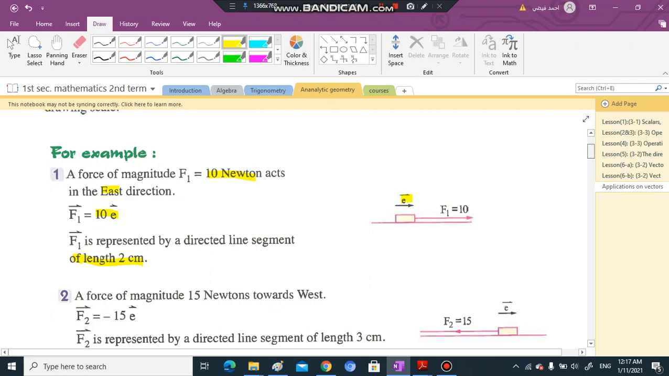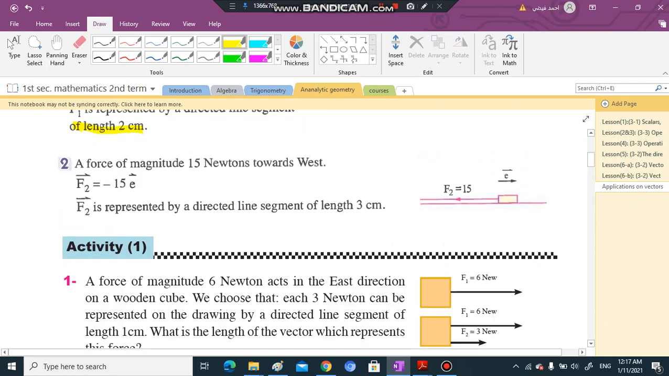We have another example. If we have a force of magnitude 15 newtons towards the west direction, we have F2 equal negative 15E, because the west direction is opposite to the east direction. So we take the force with a negative sign. And F2 is represented by a directed line segment of length 3 centimeters, because each 5 newtons is represented by 1 centimeter. So F2 equal negative 15E.